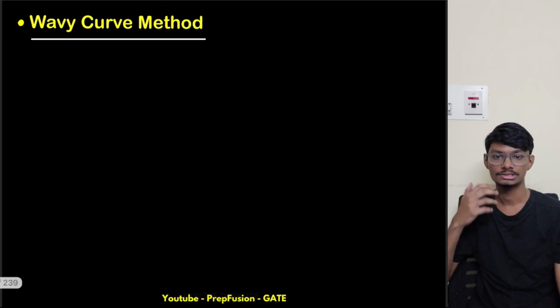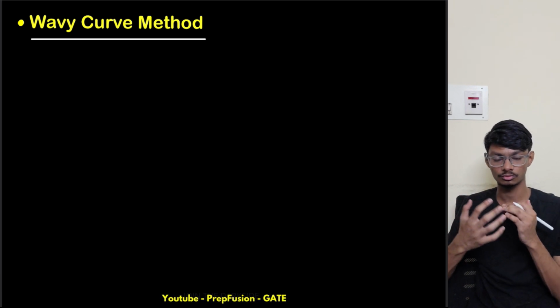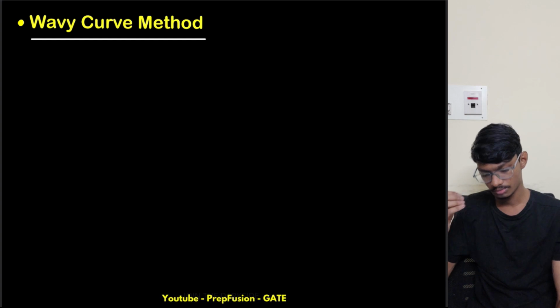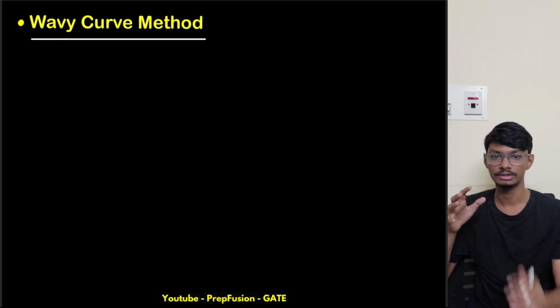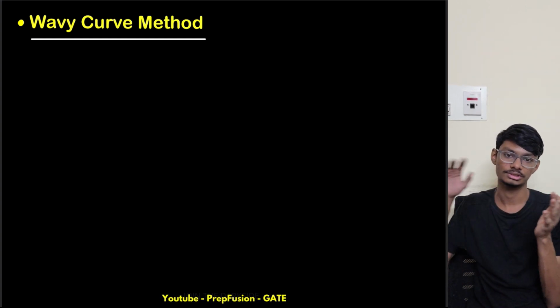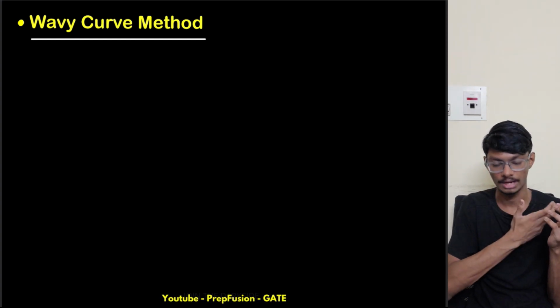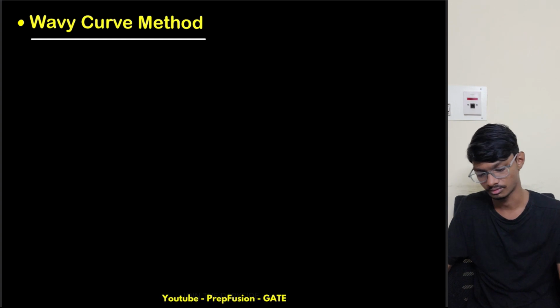Now what we'll do is study a bit of a mathematical tool known as the wavy curve method. So what is the wavy curve method? Basically this method is used to find whether a signal is positive and whether a signal is negative. This may come in handy in a few chapters, so we'll just learn this pretty quickly.